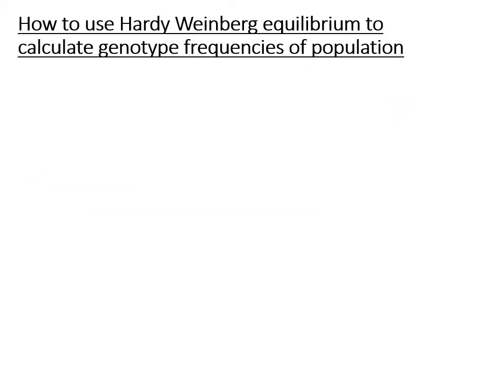Okay, so the first thing that we're going to do is use Hardy-Weinberg equilibrium and equation laws in order to calculate genotype frequencies in a population. So the example that I could give you is I'll tell you that a population is in equilibrium, and we usually write it as if the population is in equilibrium.